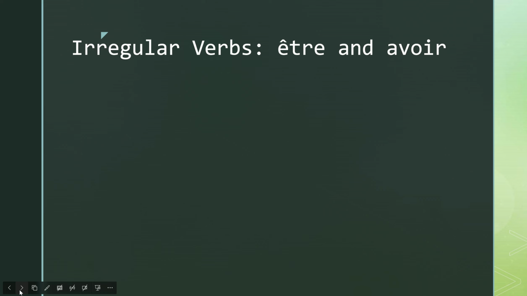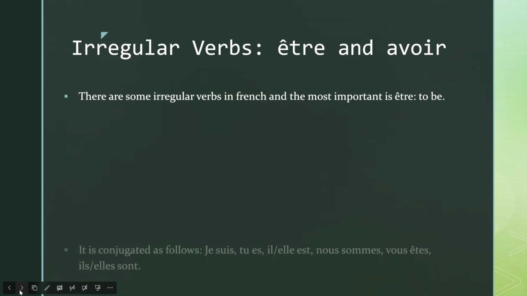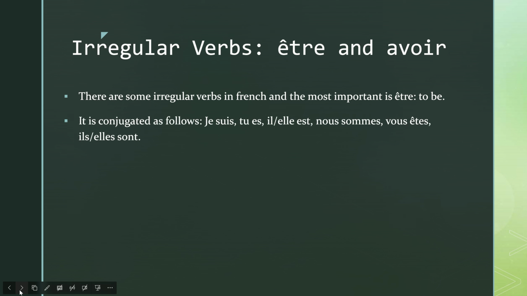And to be honest, in almost every language, to be, être, or any other to be, is irregular. In English, it's to be, I am, you are, he, she, it is, we are, you are, they are. And French similarly. Je suis, tu es, il, elle est, nous sommes, vous êtes, ils, elles sont. And beware of the accents. In est, there's an E circumflex, and in vous êtes, there's an E circumflex as well.